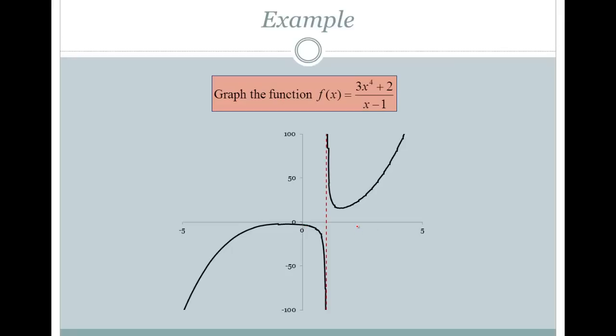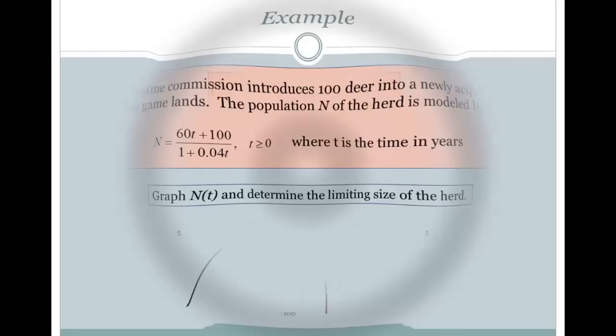And we also note the end behavior. As x grew really big, this function goes off to positive infinity. As x headed off to negative infinity, the function also went to negative infinity. Okay? Let's do a word problem here.